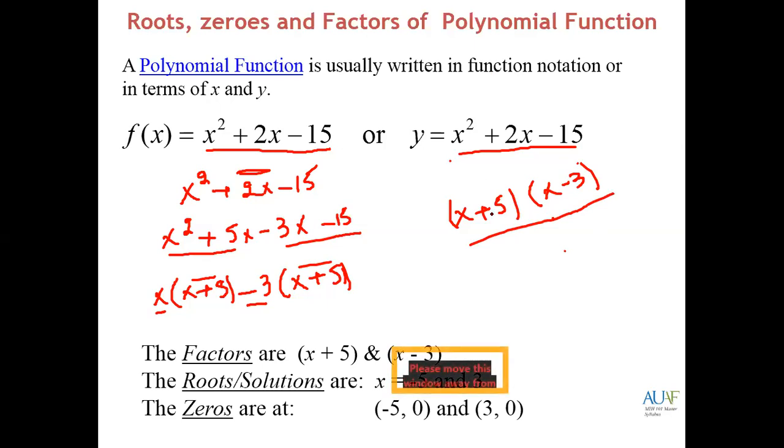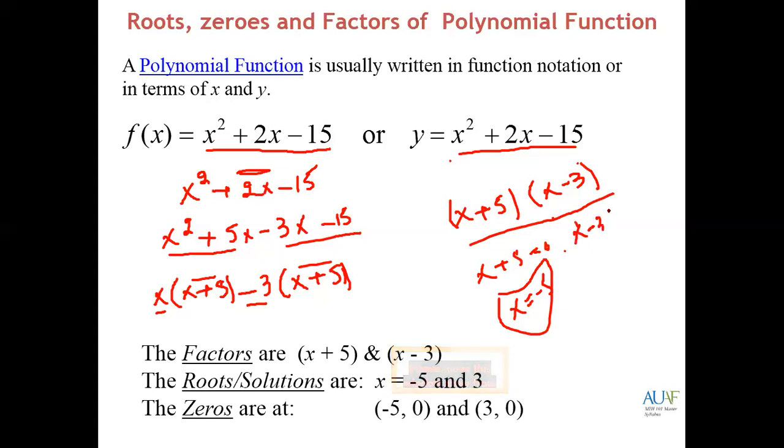Great. When you put the first one, x plus 5, equal to 0, what is the value of x? x is equal to, transfer plus 5 to the other side, equal to minus 5. So x is equal to minus 5. Same for the second one, x minus 3 is equal to 0. When you transfer 3 to the other side, minus 3 becomes plus 3. These are called roots of a quadratic function. x is minus 5 and x is equal to 3.